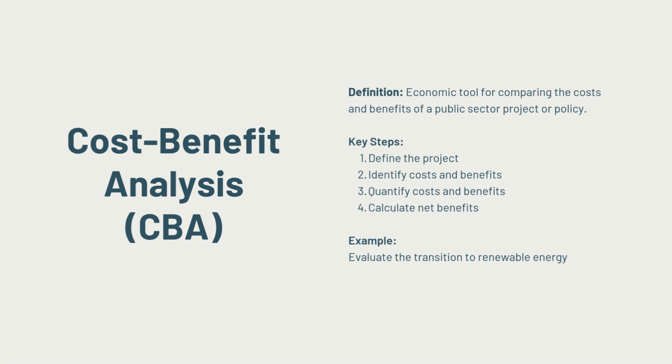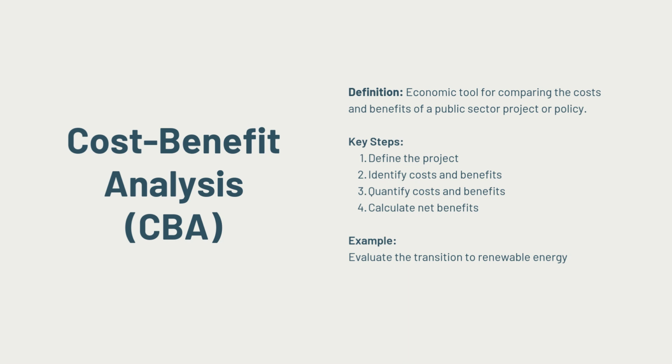Third is costs might include upfront capital expenses, operating costs, maintenance, and any potential environmental harm. Now, benefits might include increased public health, economic growth, job creation, or reduced congestion. The next step is quantifying costs and benefits. After identifying the costs and benefits, the next step is to assign monetary values to them.